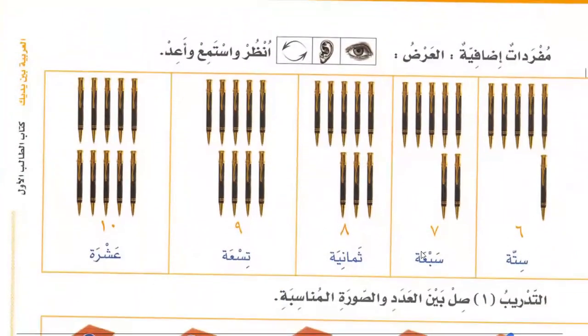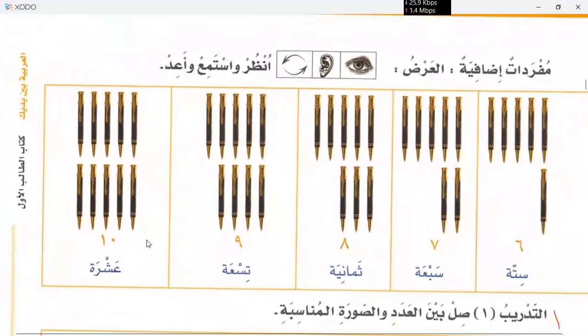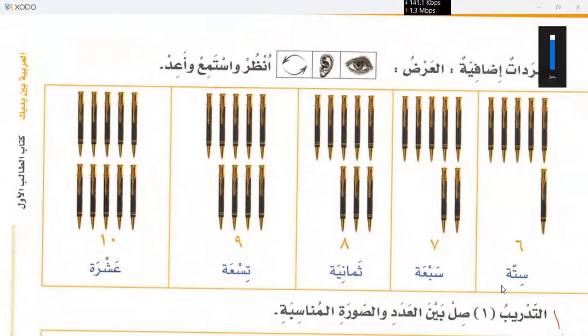Sitta 6, Sabha 7, Samania 8, Tissa 9, Ashra 10. Mr. Rahat Nas. Yes, sir. Read this. Sitta, Sabha, Samania, Tissa, Ashra.